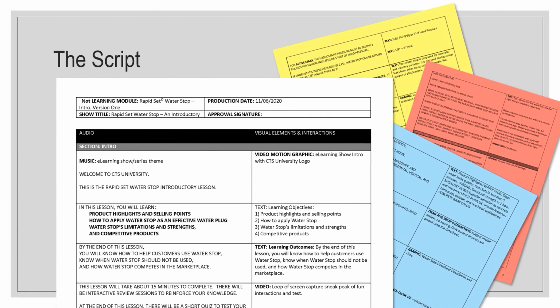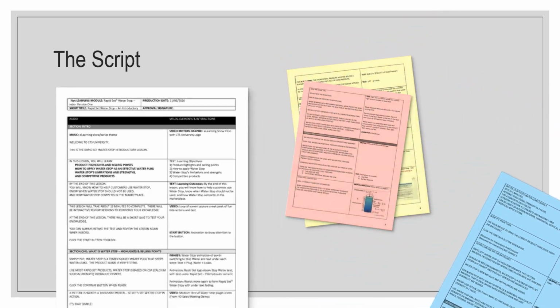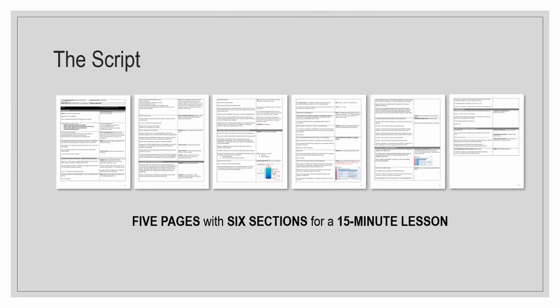So in the script, you'll notice it's set up in two columns. The left column is where you can put your audio, and the right column is where I put the visual elements and interactions. So you basically put it all in text before you begin production. The script came out to 5 pages with 6 sections to equate to a 15-minute lesson.